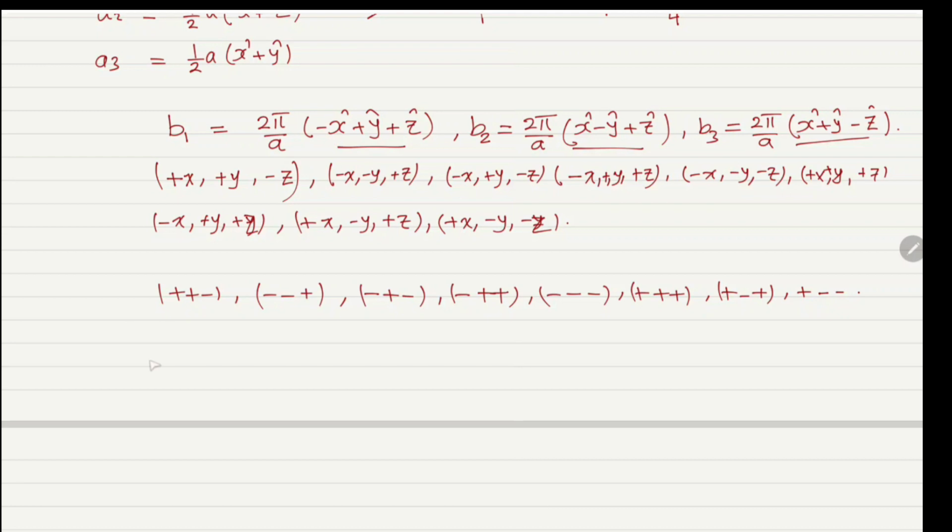Now in this case, the Brillouin zone boundaries are actually 2 pi over A times plus or minus x hat plus or minus y hat plus or minus z hat. And from here the possibilities are plus x hat plus y hat plus z hat, or plus x hat minus y hat minus z hat, and so on.